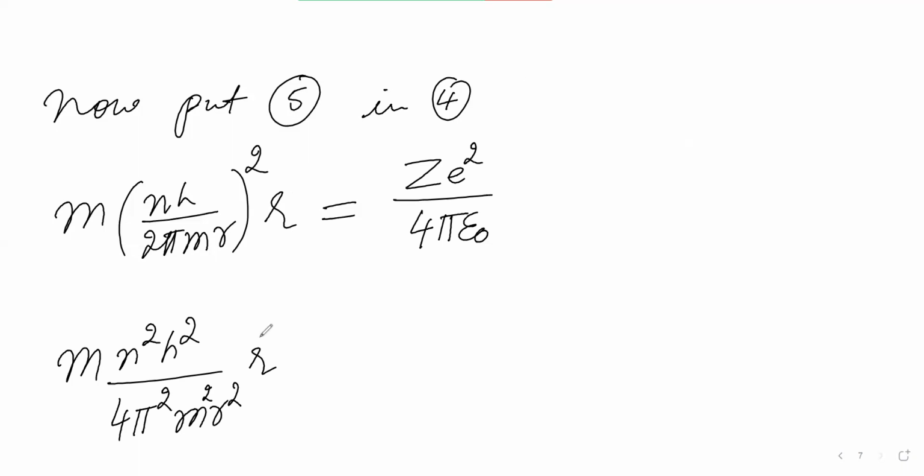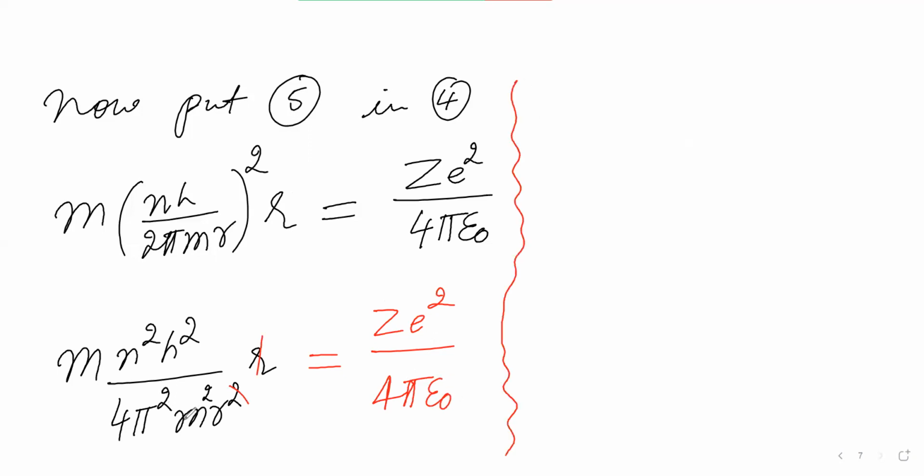Here again, what we can do is, can we cancel this R and this R? Is it right? Equals ZE square divided by 4 pi epsilon naught. Is it clear? Okay, next, what we left out? N square, H square, 4 pi square, M square, R. I'll take this R this side, rest all I'll cross multiply here.